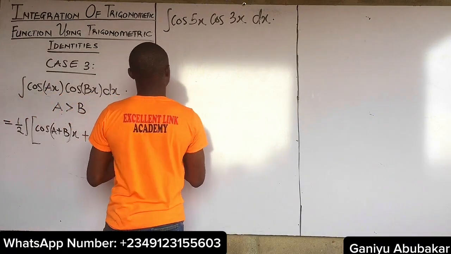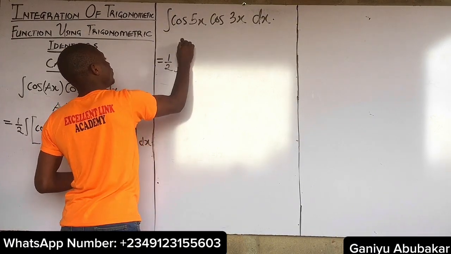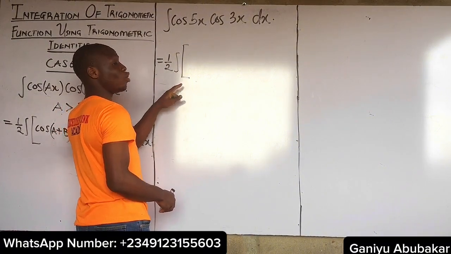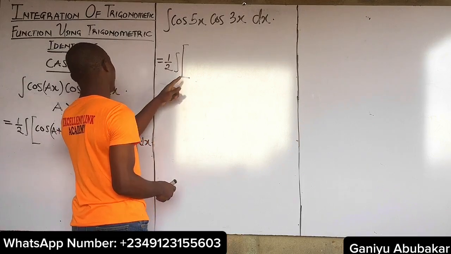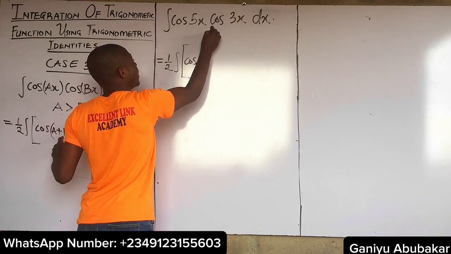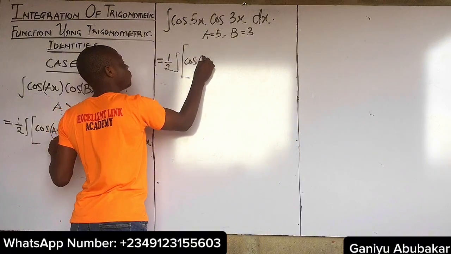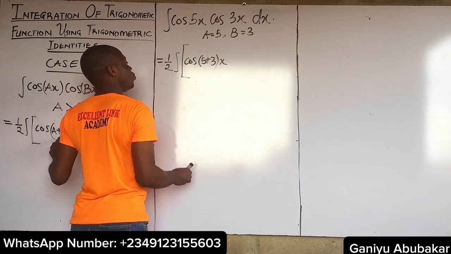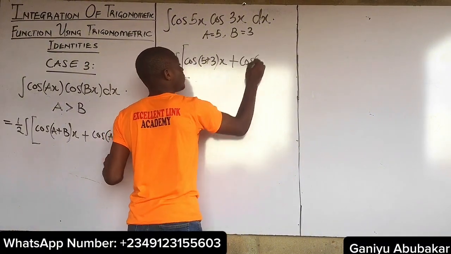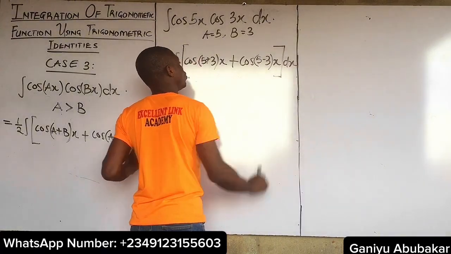So my first task is that I'll have half integral into square bracket, and observe the way I'm using my square bracket and round bracket. I have cos (a plus b) x, where my a here is 5 and my b here is 3, so 5 plus 3, attach x to it, plus cos (a minus b) x, which is 5 minus 3, attach x to it, into dx.